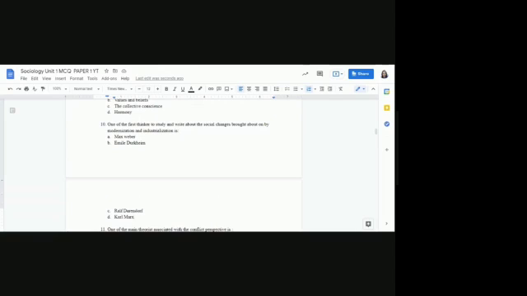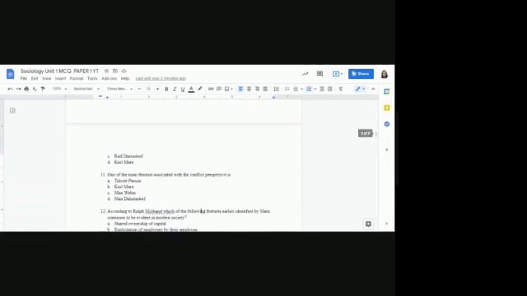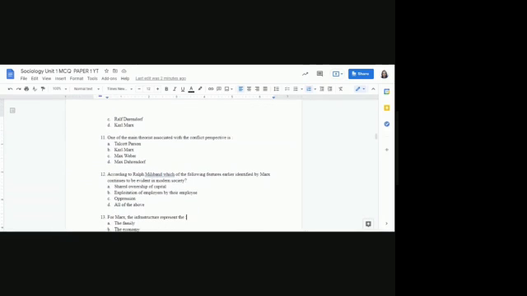One of the first thinkers to study and write about the social change brought about by modernization and industrialization is... Let's put on those thinking caps. Yes, it is Max Weber. Moving on to question 11. One of the main theorists associated with a conflict perspective is no other than Mr. Karl Marx. Yes, it is. Moving on to question 12.